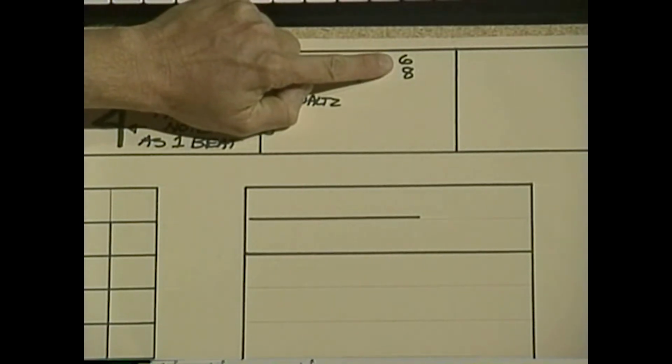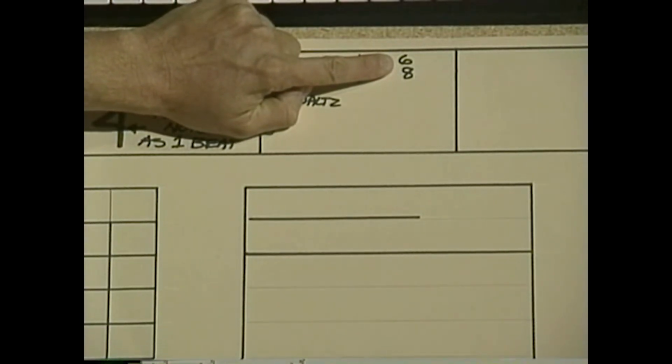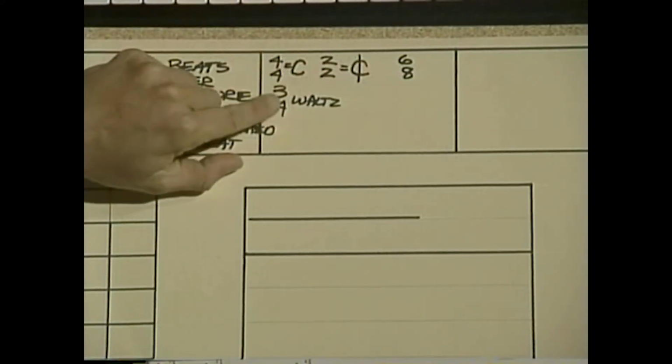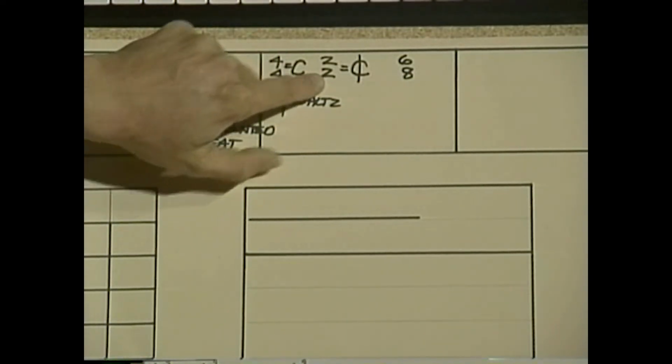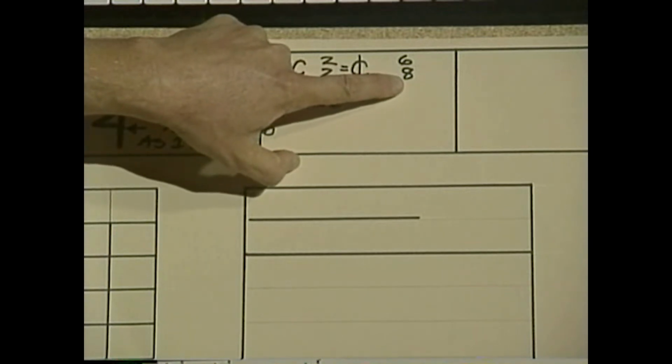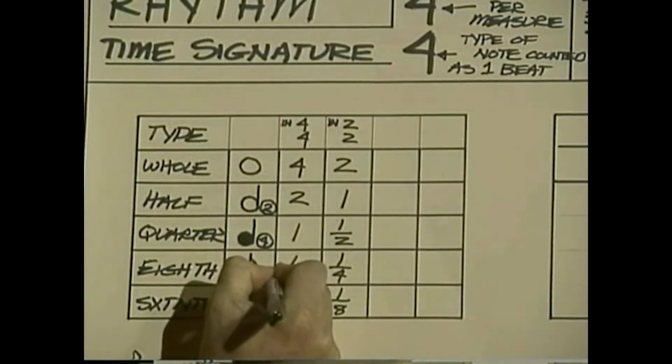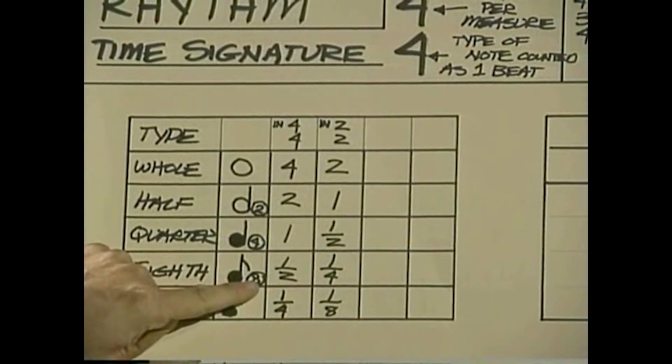That means 6 notes, or 6 beats per measure. And what kind of note is going to get counted as 1 beat? It's not going to be a quarter note. It's not going to be a half note. If the number 8 is the bottom number in your time signature, then that means that the 8th note down here is going to be counted as 1 beat.